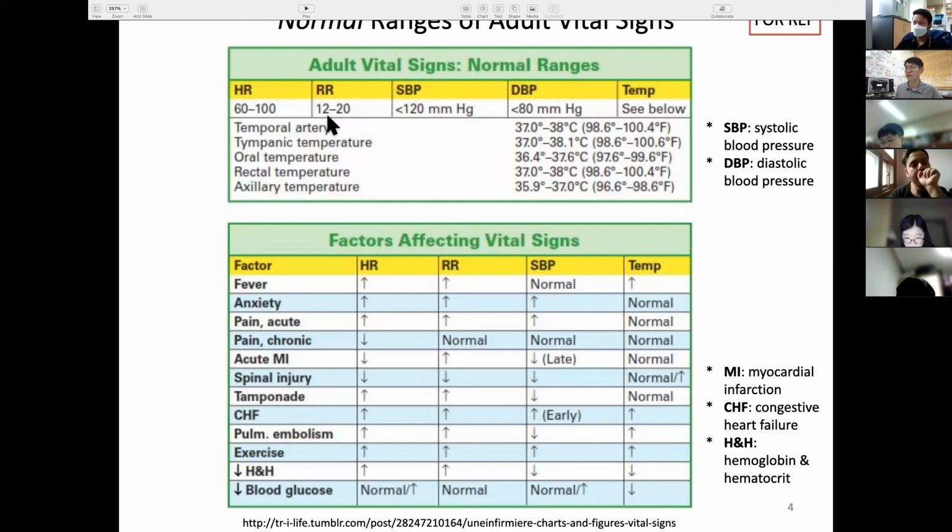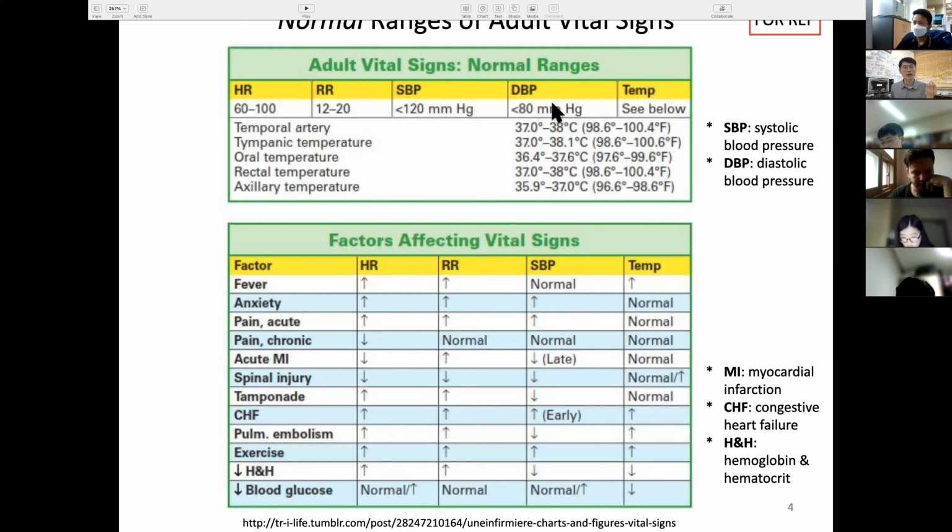So that's usually 12 to 20, which is a normal range. And in terms of blood pressure, we already discussed it before. When the heart squeezes, systolic blood pressure has to be below 120, usually 80 to 120, as a normal range. And what about diastolic blood pressure? That is less than 80 mmHg.